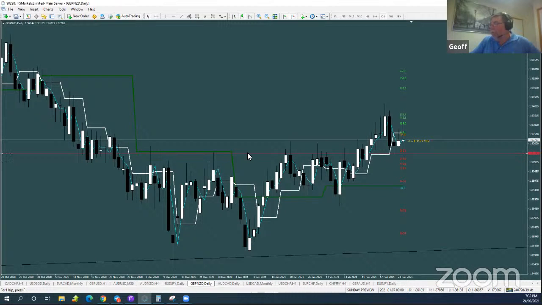But let me go through the do's and the don'ts here. You've got a big double bottom sitting here. You've got a neckline break after a higher low, and now you've got another higher low sitting here. How can I trade that short right now? I can't. I just can't. But if I wanted to, that would be the bar I'd want to trade. And of course, that high has now been taken out.